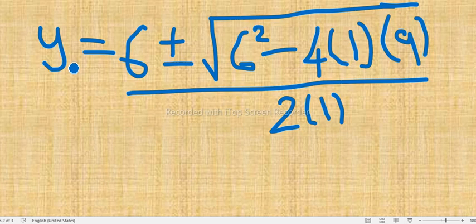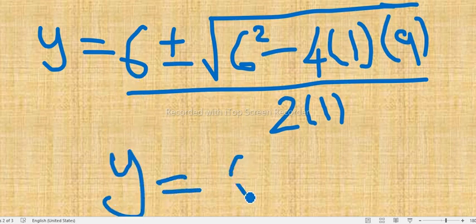After substituting the values into the formula, we found that y is equal to 6. Now 6 becomes positive because of the multiplication of two negatives. Then we plus or minus the square root of 36 minus 36, you see? Therefore the answer will be 0, right? The square root of 0 is 0. So it is very simple. y is equal to 6 divided by 2. Is it clear? Which is 3.